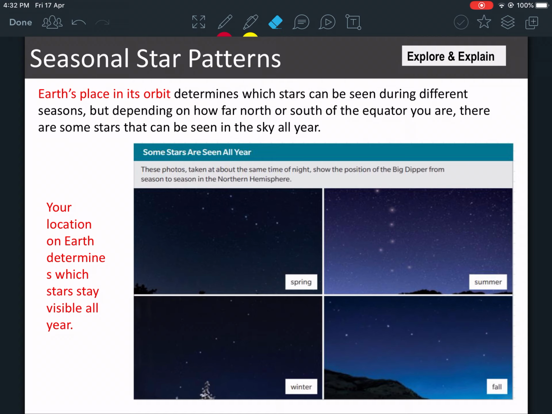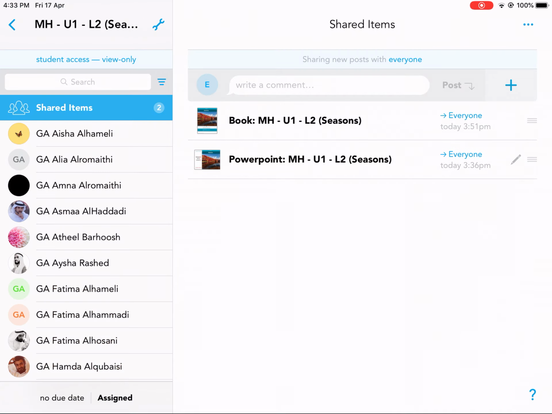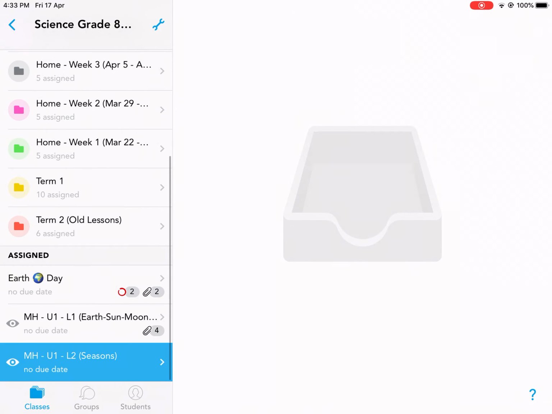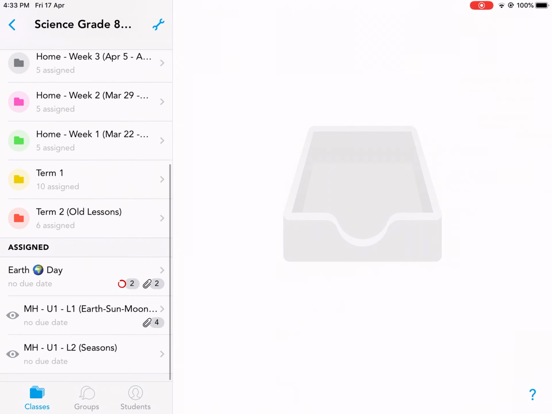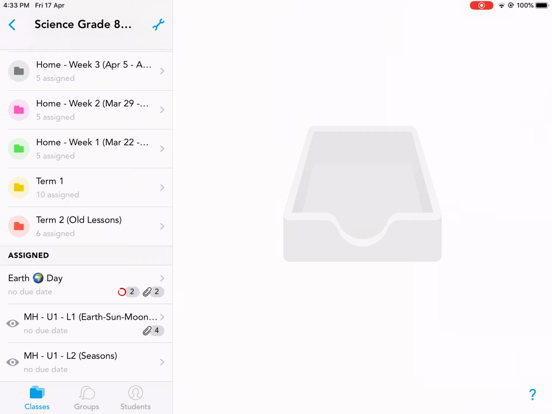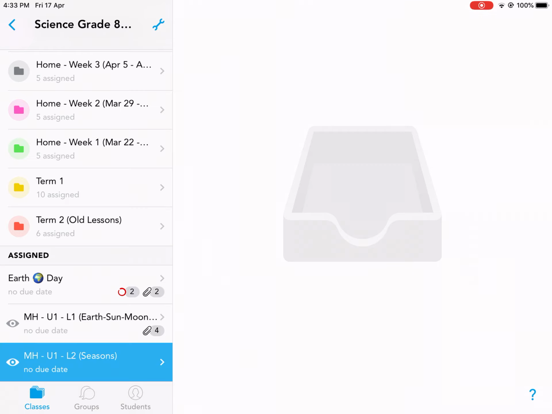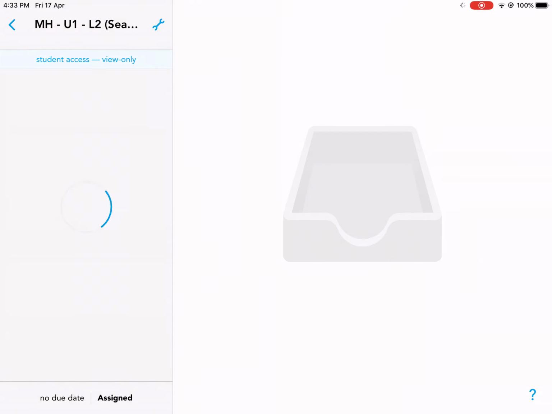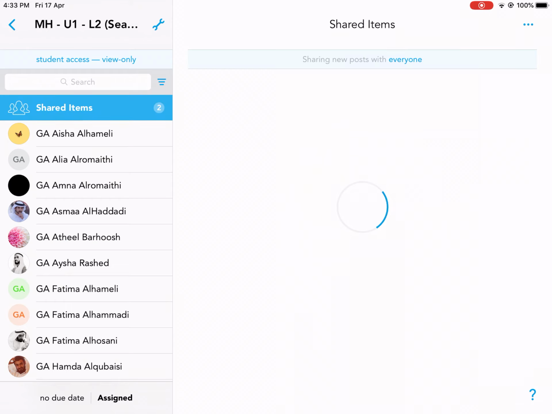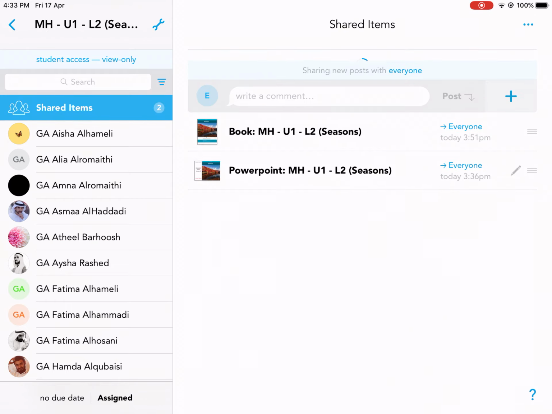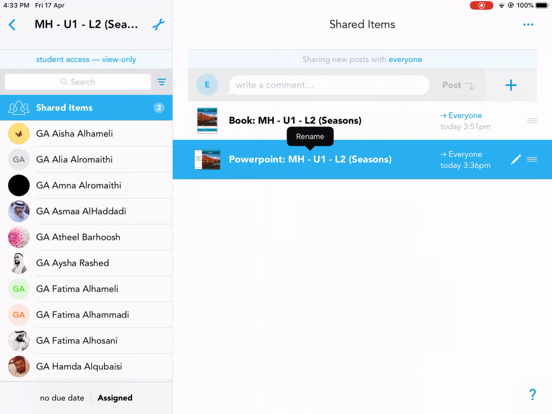Good luck. And please remember that you have to do some of the things in the book, and your book is located in the folder outside. I'm going to show you where right now. You just have to wait for this to save. Okay, there it is. Look at this. It's down there. It's called Seasons, the new lesson. So it's Module H Unit 1, Lesson 2, Seasons. And when you open it, you'll be able to find the book and the entire PowerPoint for the lesson.